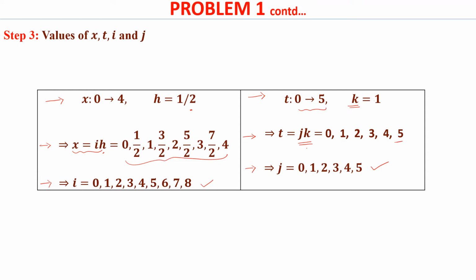I will require the values of x equal to IH and I, these two values, even for my next step, that is step 4. So keep that in mind. It's a very important step that we are writing here because we use this data not only in step 4 but also in step 5. Let us now move into step 4 to write down the boundary and initial conditions in finite difference form.